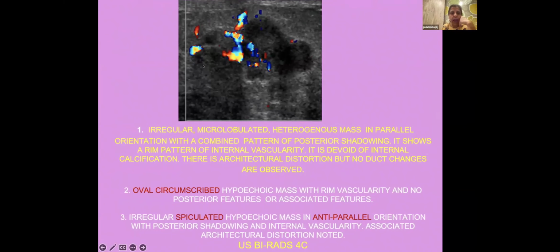Anyway, the answer is, so first we start. How do we describe? Look at the shape. Shape is irregular, not oval, not round. Okay, it's irregular. It's got microlobulated margins. Can you see the bumps? Monaco biscuit. Okay, microlobulated margins. It's heterogeneous. Some areas are showing cystic areas, some are echogenic, some are hypoechoic.